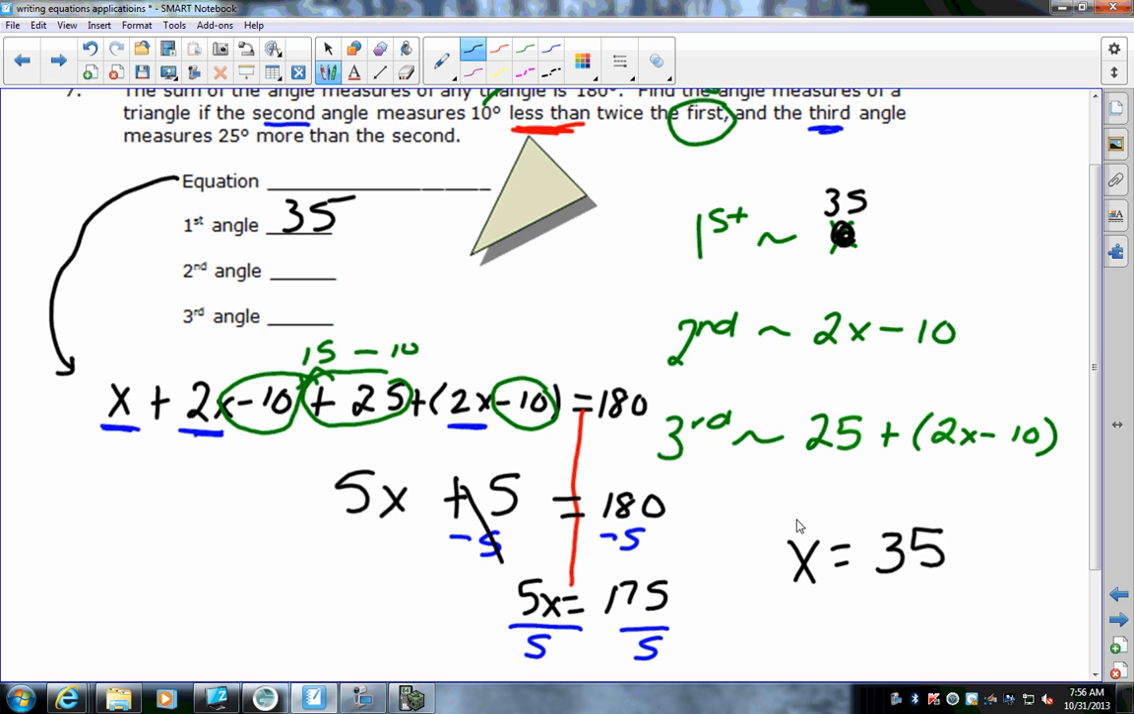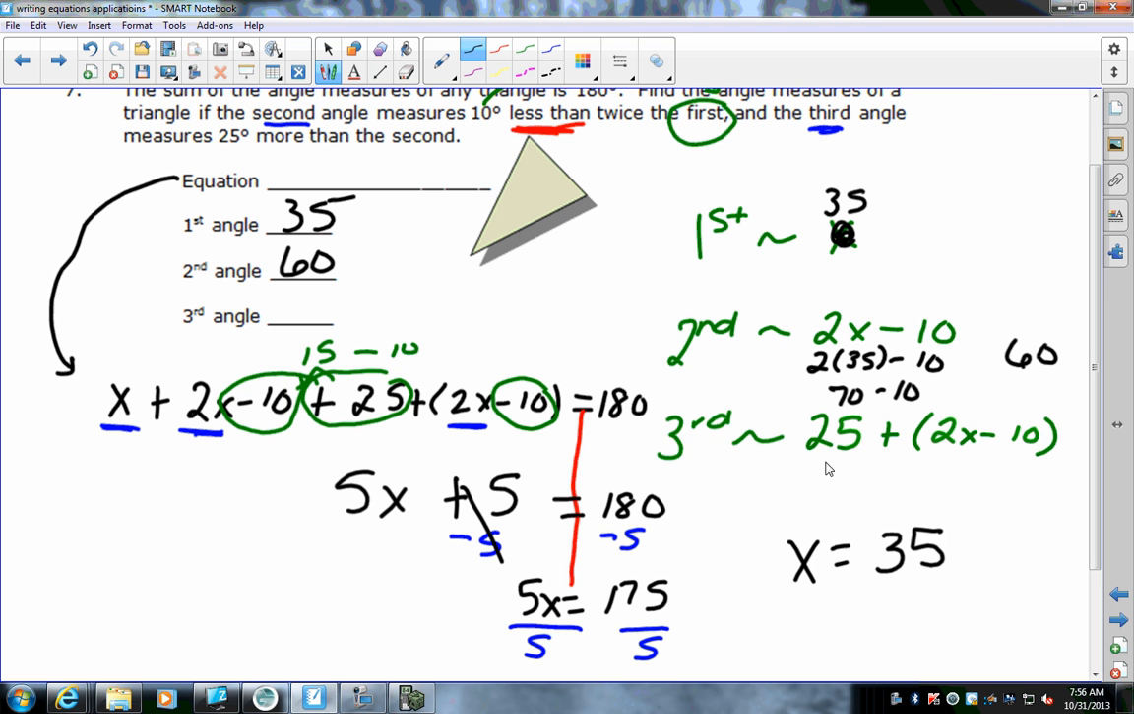The second angle, 2 times 35 minus 10. 2 times 35, that's 70 minus 10. So the second angle is 60.